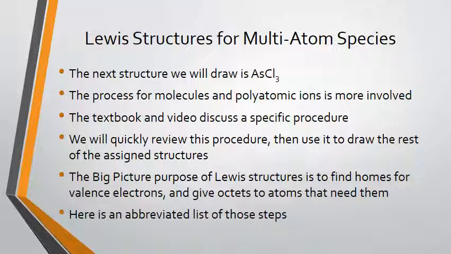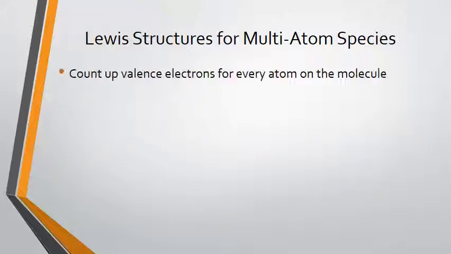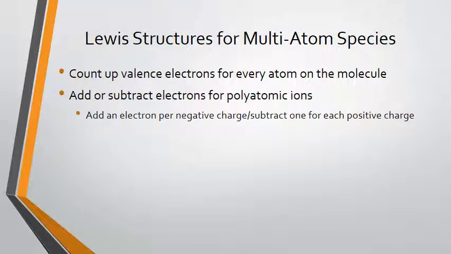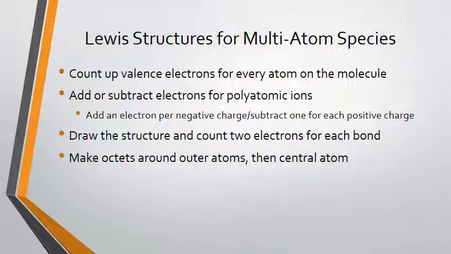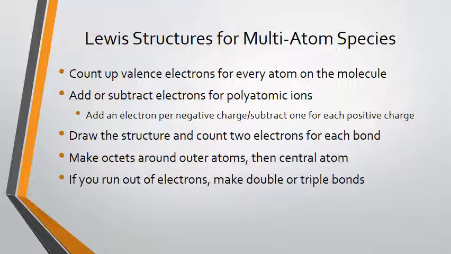So here is a short version of those steps. Step 1, count up all the valence electrons for every atom in the molecule. If it's a polyatomic ion, add an electron for every negative charge, subtract an electron for every positive charge. Draw the structure and count 2 electrons for each bond. Next, make octets around the outer atoms, and then with the remaining electrons, make octets around the central atom. If you run out of electrons, make double or triple bonds.